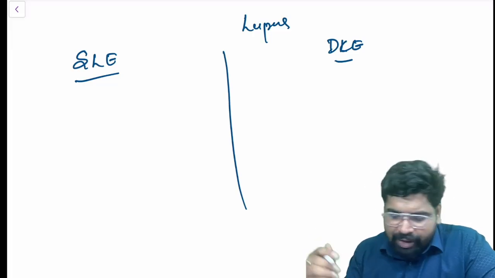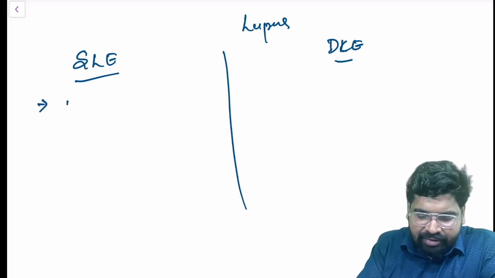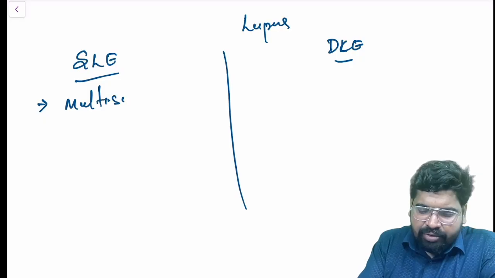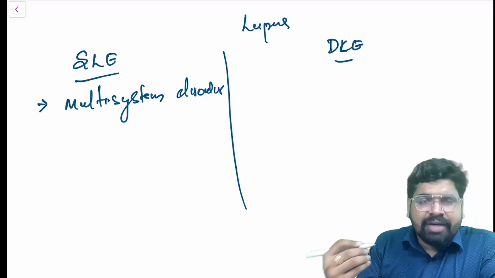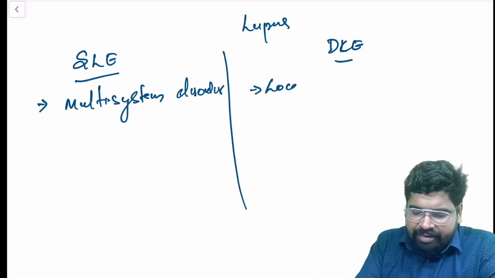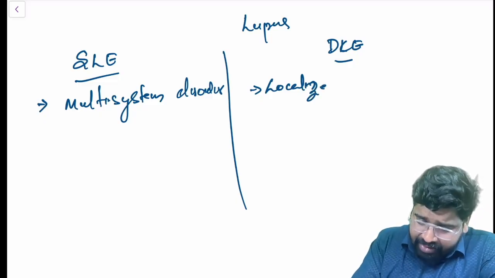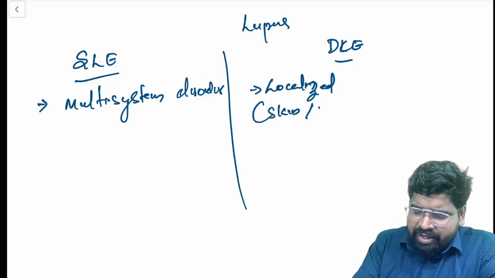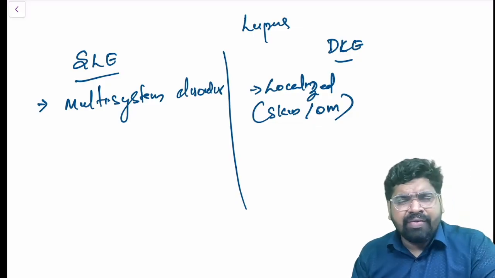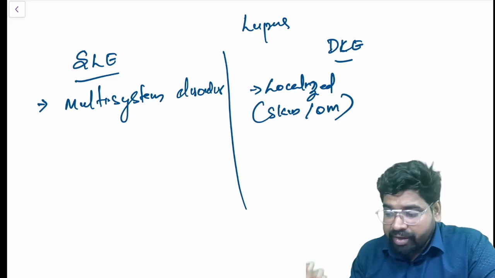Now, systemic lupus, as the name indicates, affects multiple systems. It is a multi-system disorder, while discoid lupus is very much localized. It usually affects your skin, the oral mucosa, etc. It will not affect the systems much, but systemic lupus erythematosus can affect multiple systems.